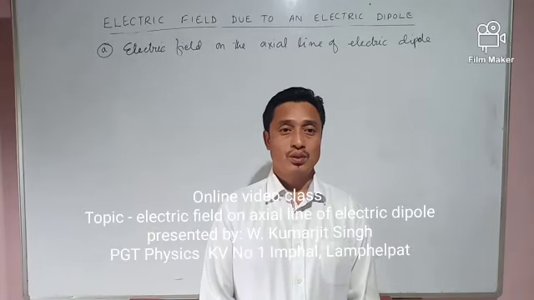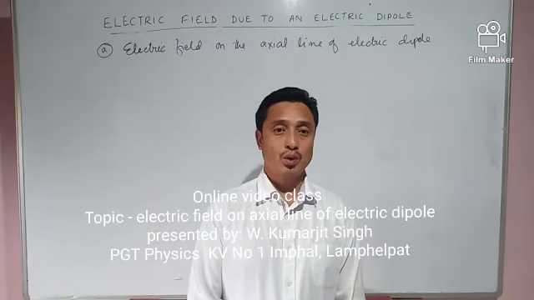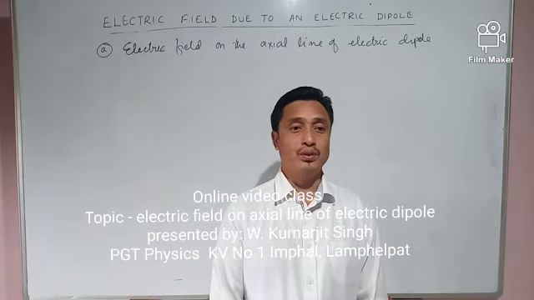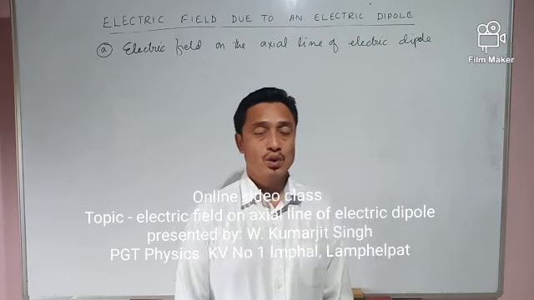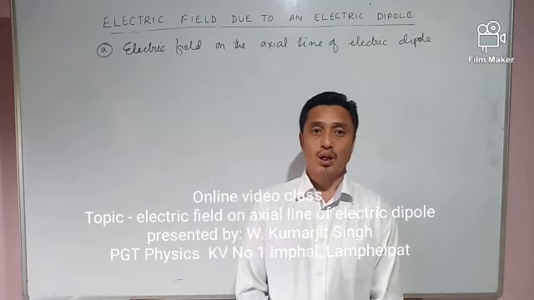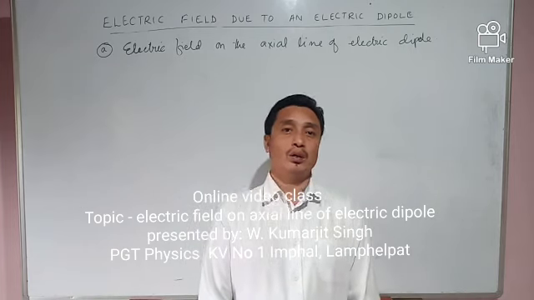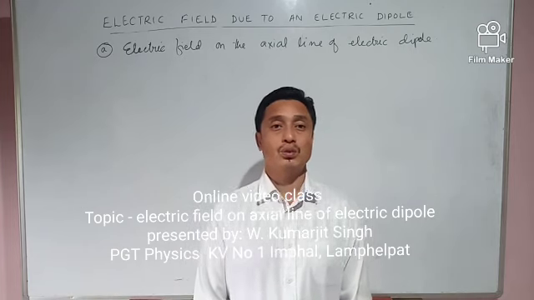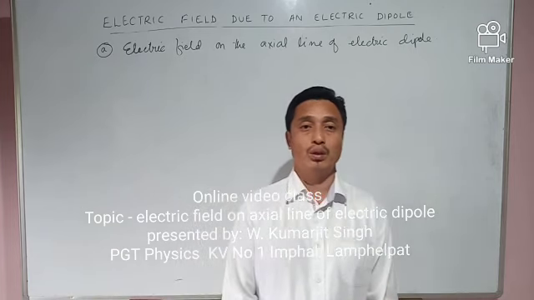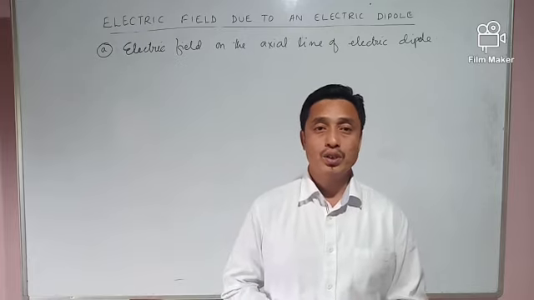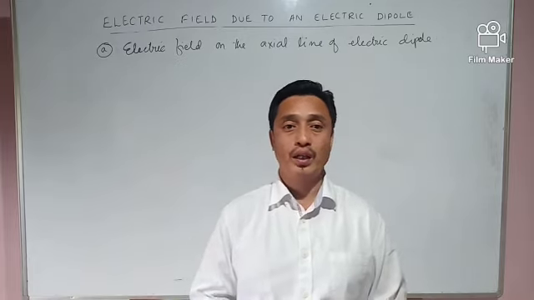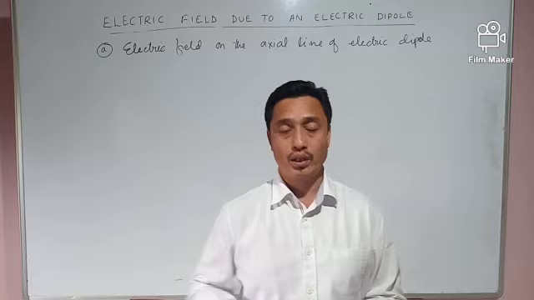Hello students, today we are going to discuss the topic of how to find the electric field due to an electric dipole. The first case is how to find the electric field on the axial line of the electric dipole. The second case is how to find the electric field on the equatorial line of the electric dipole. So let me discuss the first case, that is, how to find the electric field on the axial line of an electric dipole.